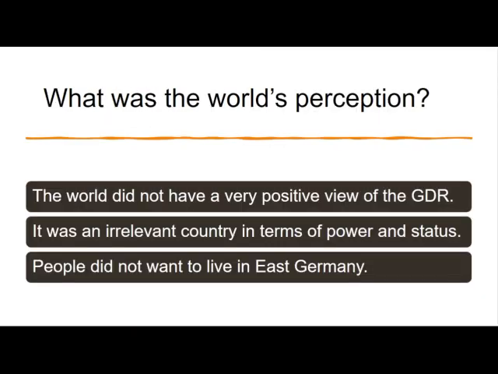What was the world's perception of the GDR? The world did not have a very positive view. It was an irrelevant country in terms of power and status, and people did not want to live in East Germany. The country was very small, smaller than the state of Ohio by 2,000 square miles. The country had numerous economic hardships. Citizens could not afford housing, and the East German mark was essentially worthless when valued next to the Deutsche Mark of West Germany due to inflation.